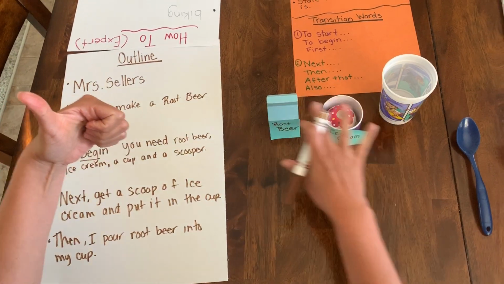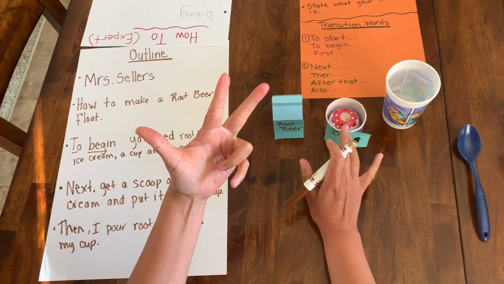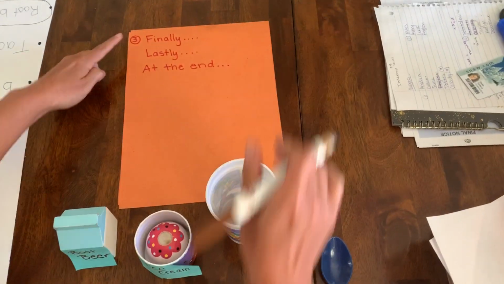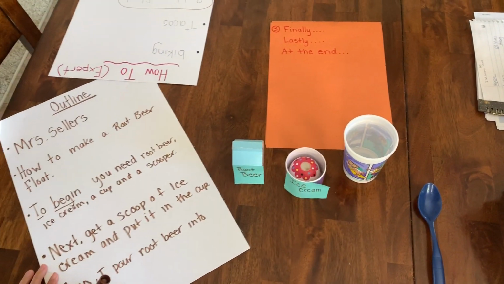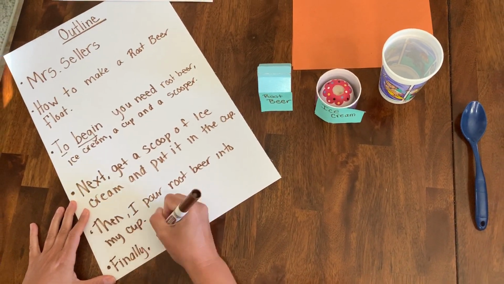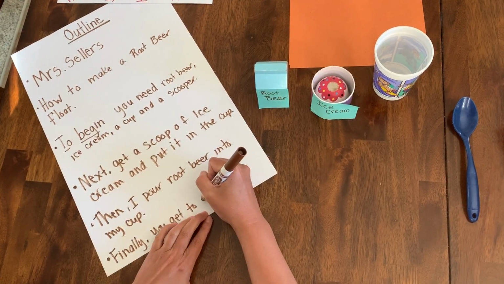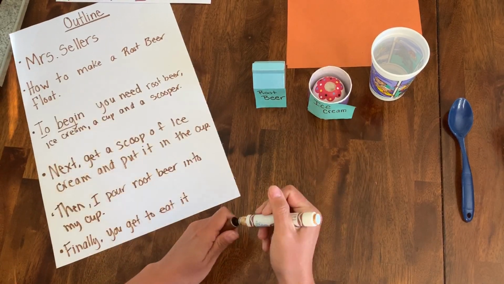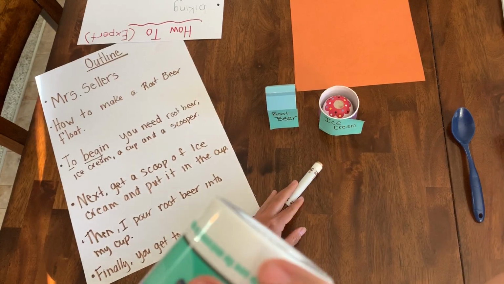First, I get all my materials. Next, I scoop out some ice cream. Then I pour my root beer in. I am ready for the last part, the finally, or the last, or at the end. For me, I think I'm gonna use the word finally. Finally, you get to eat it. You could say eat it or drink it. So again, we have everything in here. You finally get to enjoy it. Gulp, gulp, gulp, gulp, gulp.